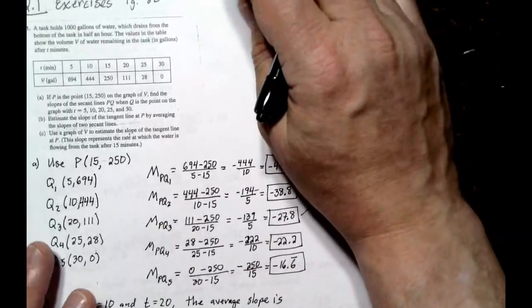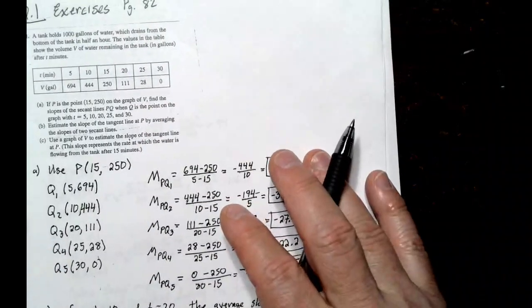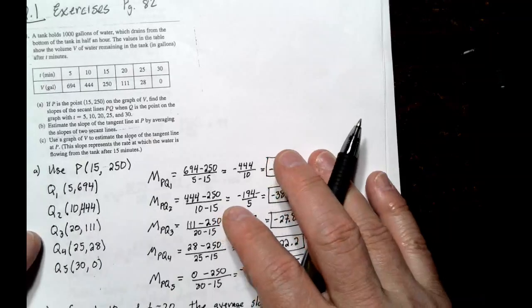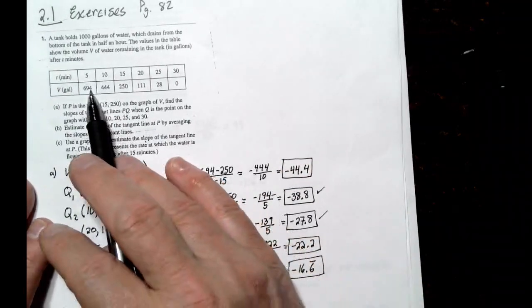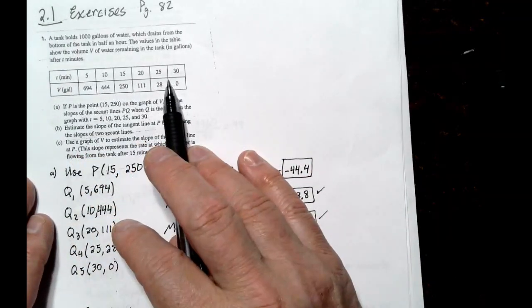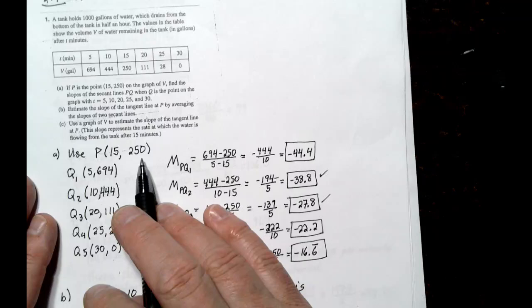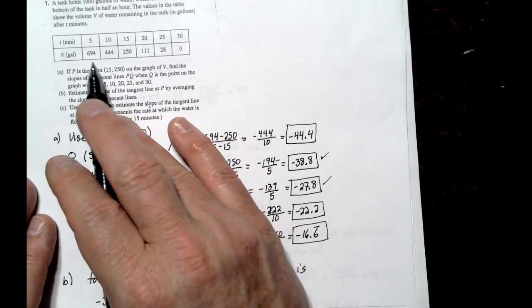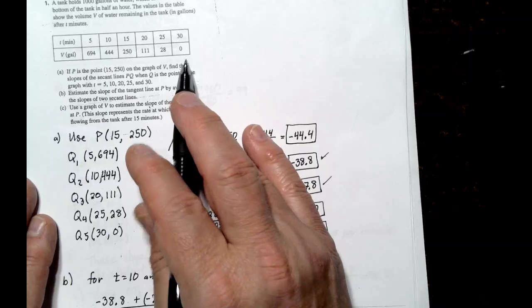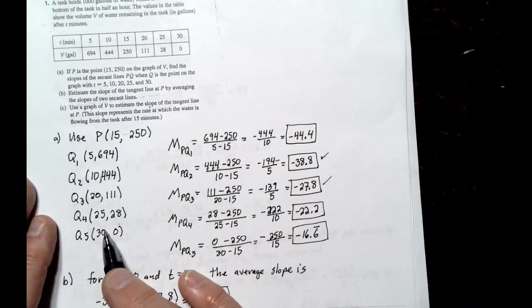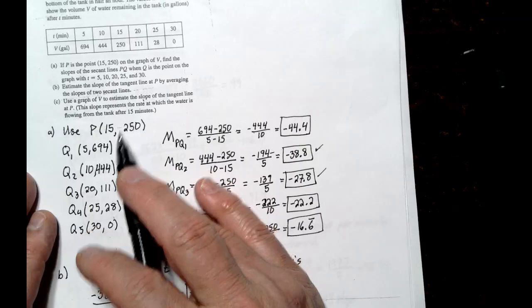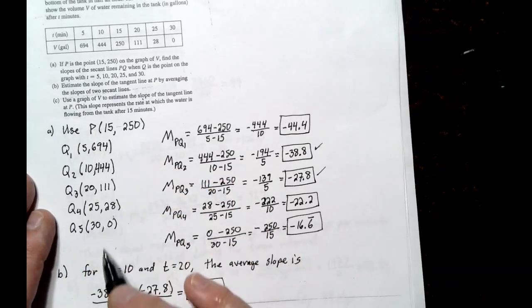So all of these guys in this section are doing the same thing. They're just doing the slope formula over and over and over again. So here they give you the points, and they tell you to use 15, 250 for your P. And all these other points, the first, second, fourth, fifth, and sixth, are your other 5 points, and you're going to have to do the slope 5 times with each one. P with this one, P with that one, P with that one, P with that one.